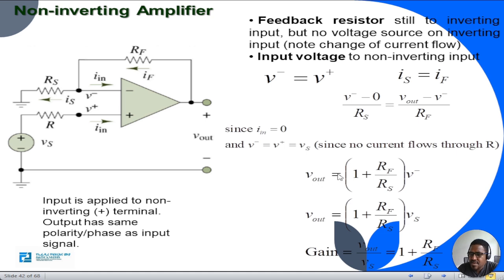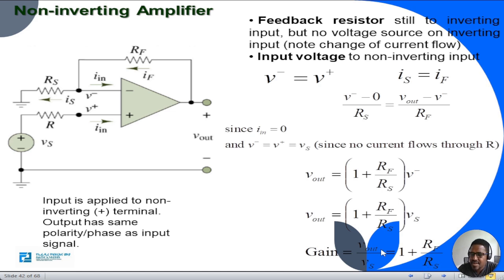So V out becomes (1 plus RF over RS) multiplied by V inverting. V inverting is replaced with Vs because both inputs are virtually grounded. So V out becomes (1 plus RF over RS) multiplied by V source. So the gain of the non-inverting op-amp, V out over V in or Vs, equals 1 plus RF over RS.